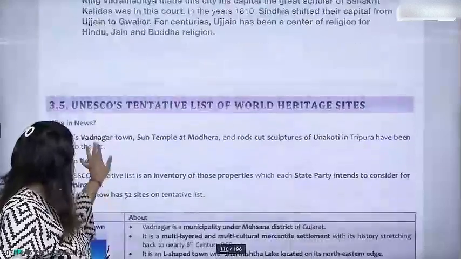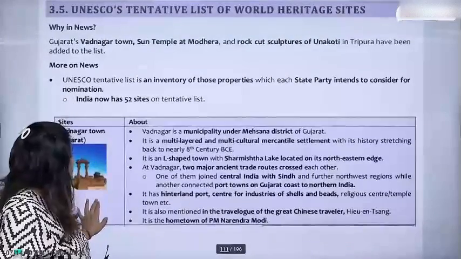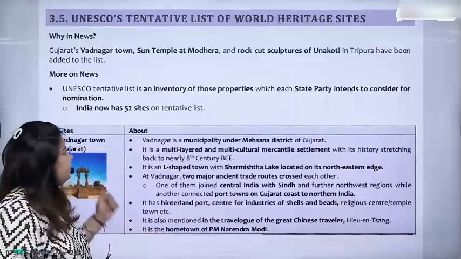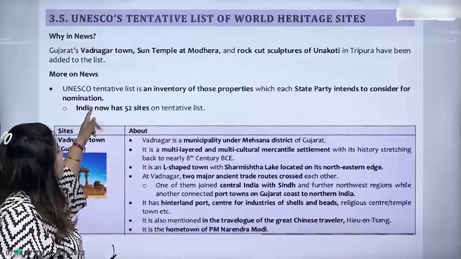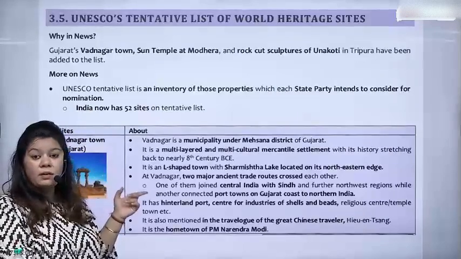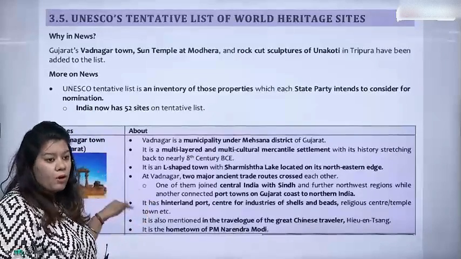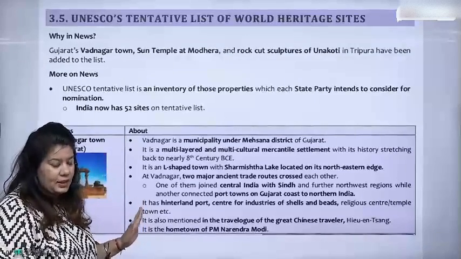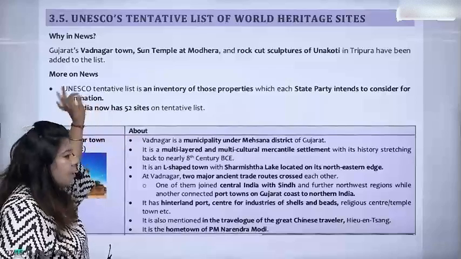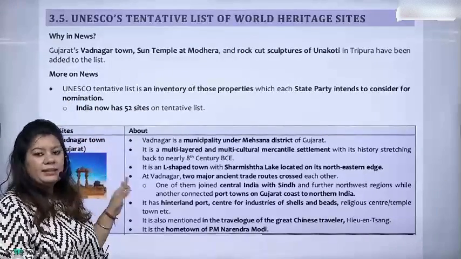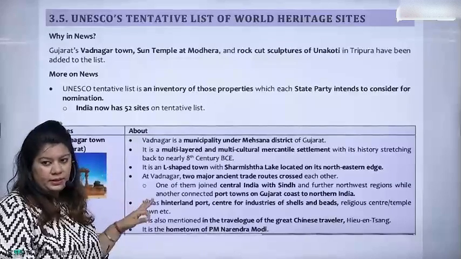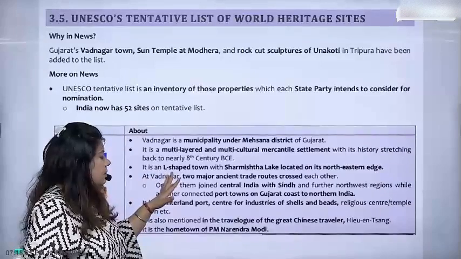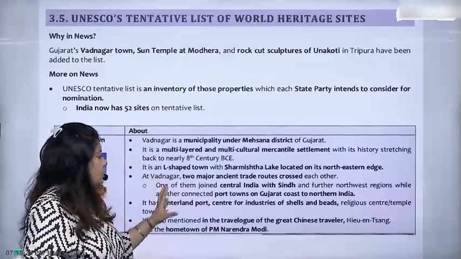Now coming to UNESCO's tentative list of World Heritage Sites. You all know the tentative list is where the nominations go. So recently Vadnagar town, which is also the birthplace of our Prime Minister, has gone to the tentative list of UNESCO's World Heritage Sites. Vadnagar, I'm again highlighting the importance. Why is it important? Because it is also the birthplace of our present Prime Minister. Otherwise, it has an ancient archaeological importance.